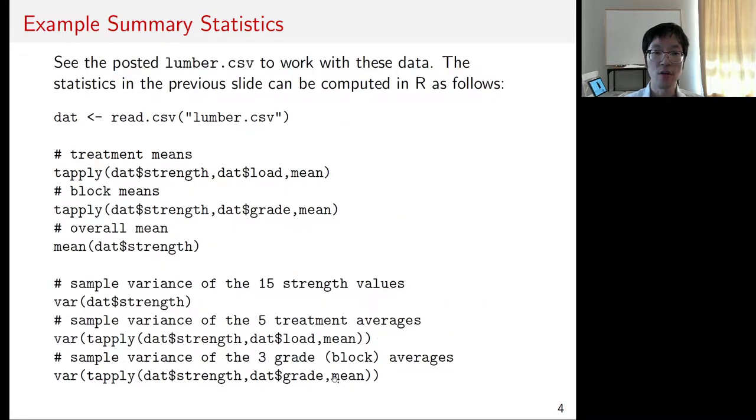The next slide simply shows you how you can calculate all these summary statistics in R. The data is in the lumber CSV file, which can be found on the course website. If you skim through this slide, to get all these values, we just run a bunch of tapply calls so that we group. In this first tapply, we're grouping by the load level applied, and that gives us the treatment means. In the next tapply, we're grouping by grade, so that gives us the block means. We can do the same thing for the variances as well. These are the three commands down here, and you can verify later that this indeed gives us the summary statistics given on the last slide.